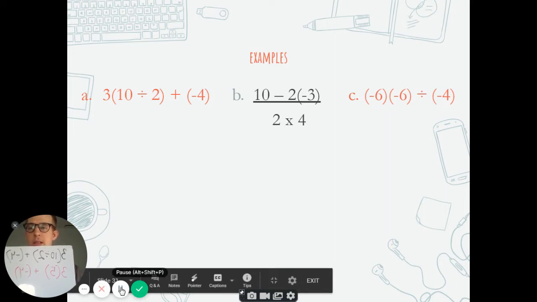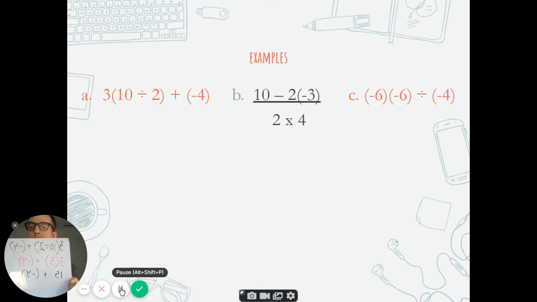Now I'm going to do the next step. The next step is multiplication. I cannot do the addition until I first do the multiplication. Okay, now I've got 15 plus -4. And as we talked about before, if you have a plus and a minus sign like this, then you can pretty much turn that into one big negative sign. And so it's 15 minus 4. And 15 minus 4 is 9.